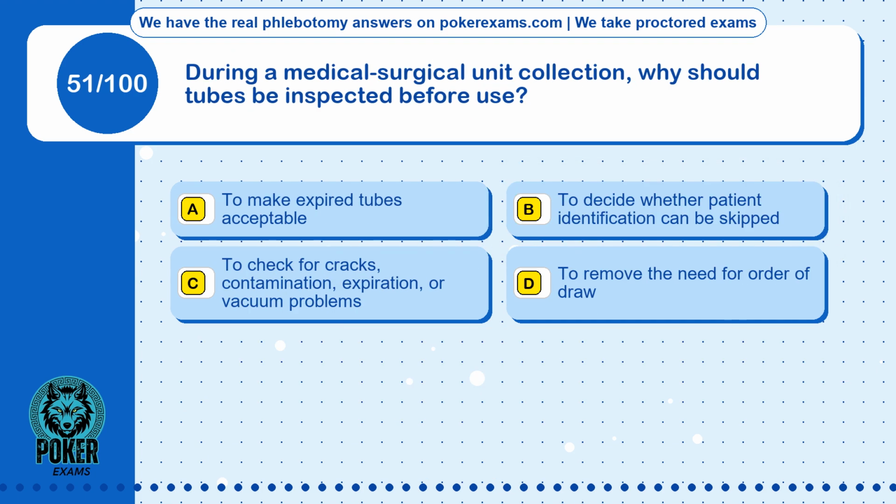Question 51. During a medical surgical unit collection, why should tubes be inspected before use? Option A. To make expired tubes acceptable. Option B. To decide whether patient identification can be skipped. Option C. To check for cracks, contamination, expiration, or vacuum problems. Option D. To remove the need for order of draw.